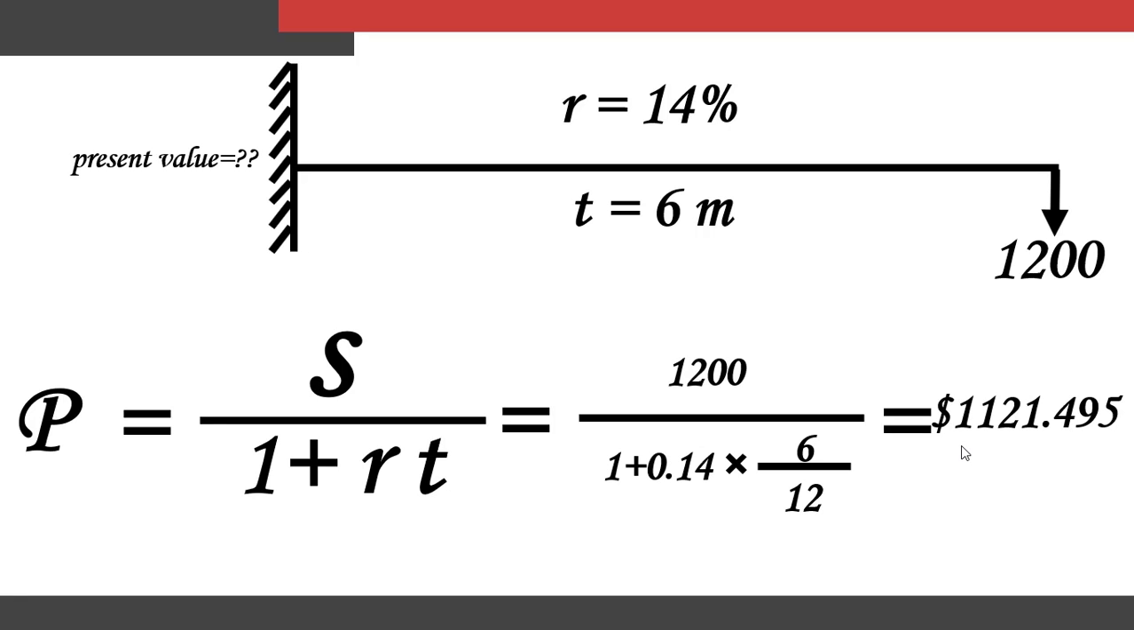So when R equals 10%, the present value is 1,142. When R equals 12%, the present value equals 1,132. When R equals 14%, the present value equals 1,122. So the present value will decrease as the rate increases.